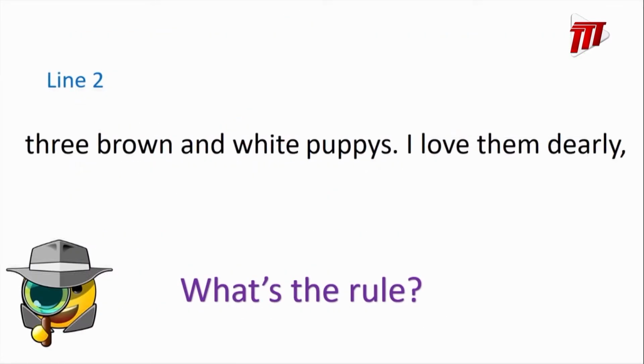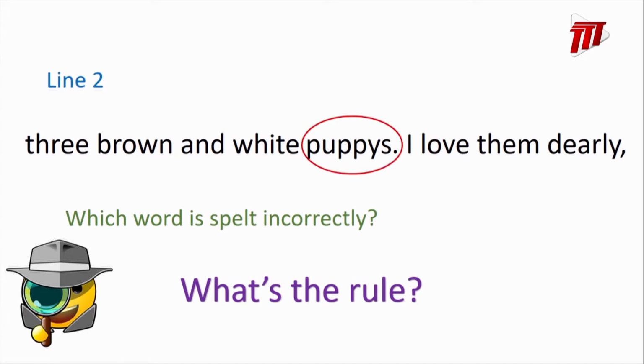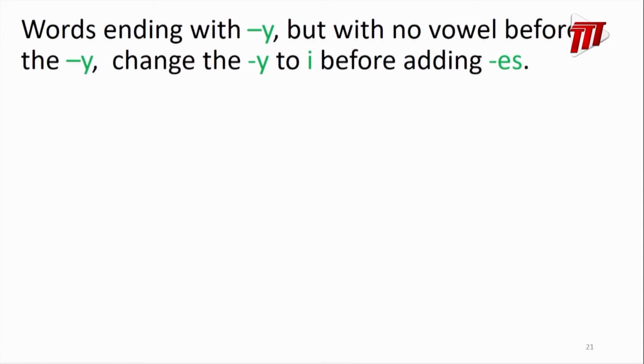What's the rule? We are talking about three puppies, right? Look at the word puppies carefully. You would have figured out already that it's spelled incorrectly because the ending seems wrong, right? When we are forming the plural, what do we do? Say the rule in your mind or say it aloud from the comfort of your home, all right? Words ending with Y, with no vowel before the Y, we change the Y to I and add E-S.